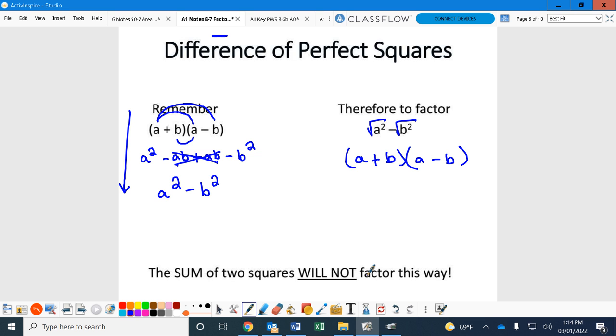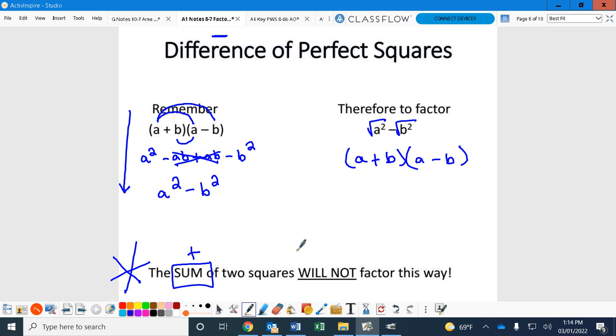But I need you to write the biggest stars, highlight, do whatever you need to do. This is extremely important. This does not work when you are doing a sum, which means if there is an addition sign in the middle, this will not factor this way. This does not work for addition.